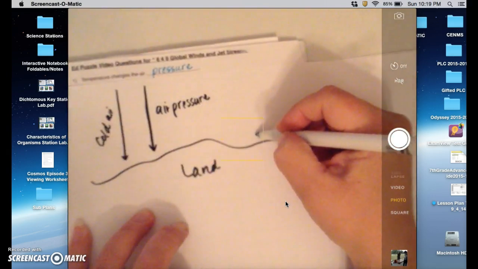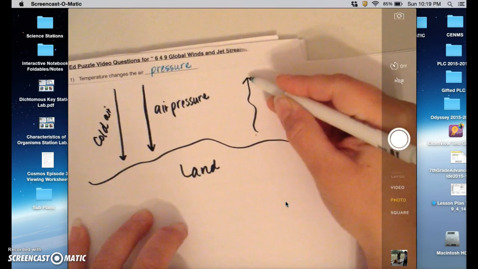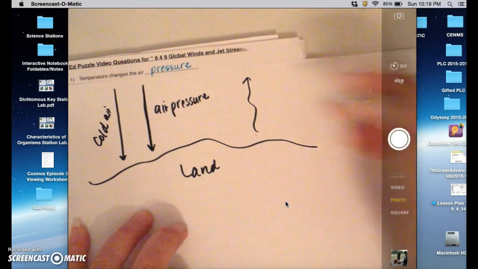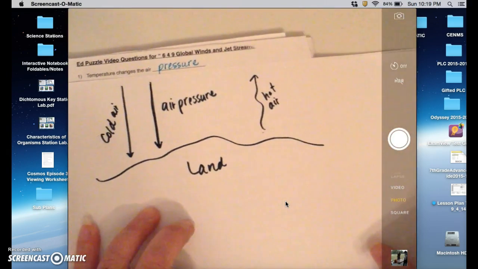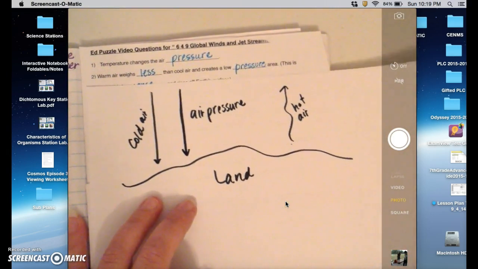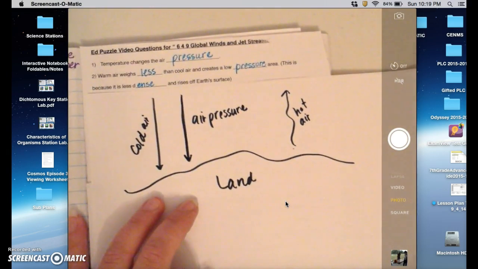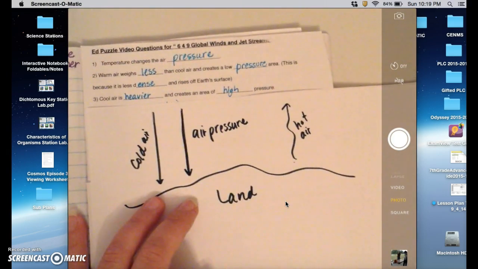Warm air is going to give you lower air pressure because you have it evaporating off of the surface of the earth, which is going to cause less pressure. So I'll put over here just for hot air. Number 2, warm air weighs less than cool air and creates a low pressure area. This is because it is less dense and rises off of Earth's surface. Number 3, cool air is heavier and creates an area of high pressure.